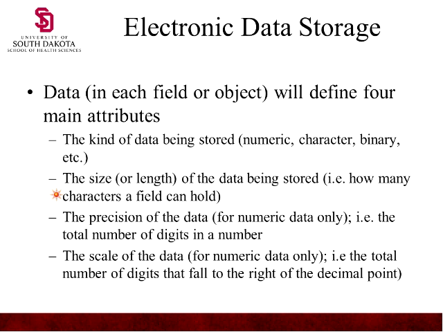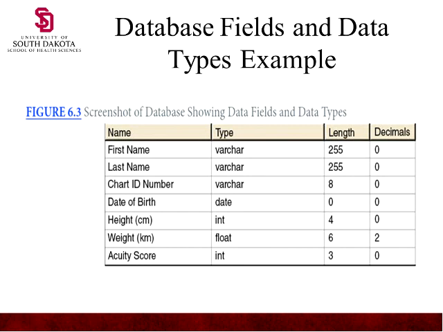The precision of the data, for numeric data only, i.e. the total number of digits in the number: does it go down to 4 decimal places, or does it go down to 1 decimal place? The scale of data, for numeric data only, is the total number of digits that fall to the right of the decimal point, as I said before, the precision and that scale.